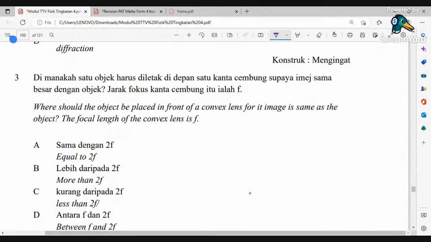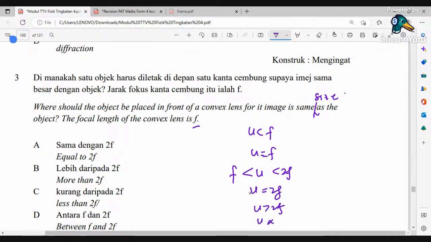Number 3. Where should the object be placed in front of a convex lens for its image to be the same size as the object? Sama besar. Same size as the object. The focal length of convex lens is f. That's why I want you all to memorize just now. Remember, boom boom, rim rim, red red. U less than f, U equals to f. Always write like this, then you can memorize easily. Maybe you have another technique, up to you. So I just memorize like this.